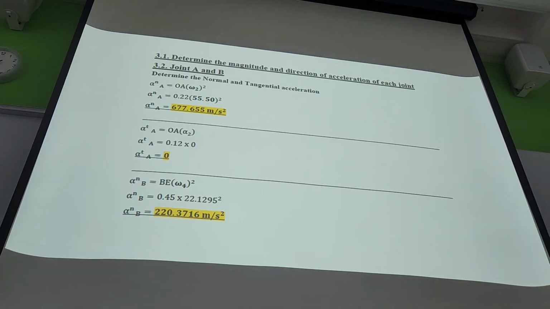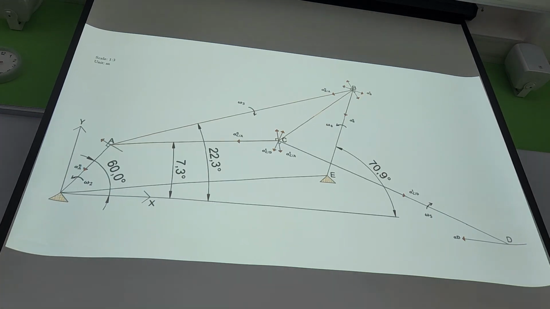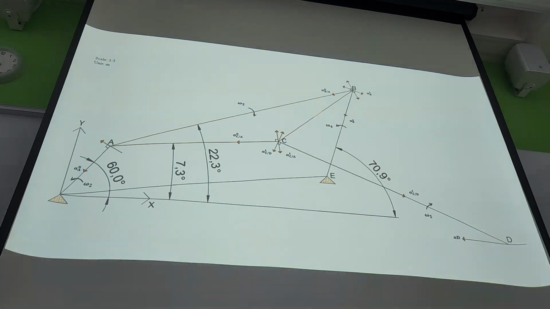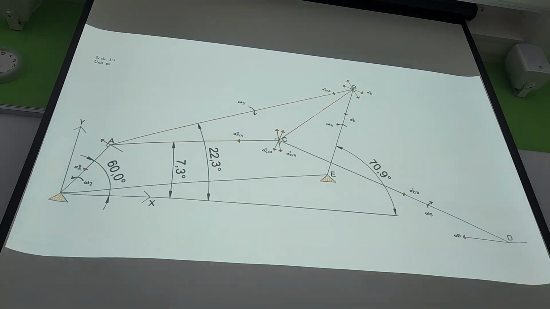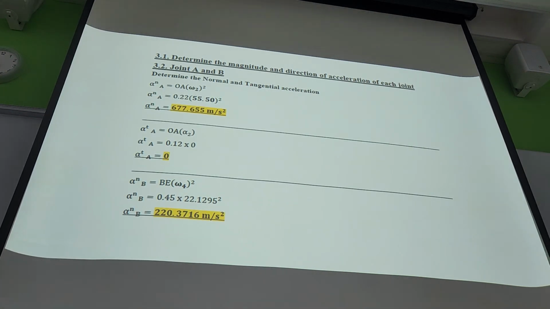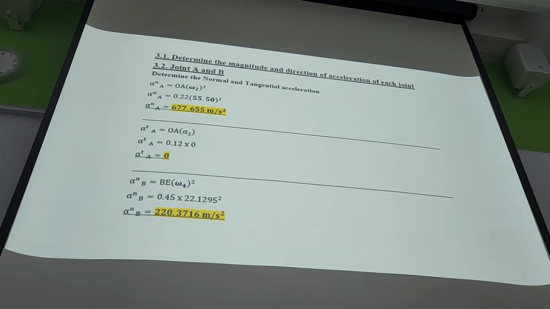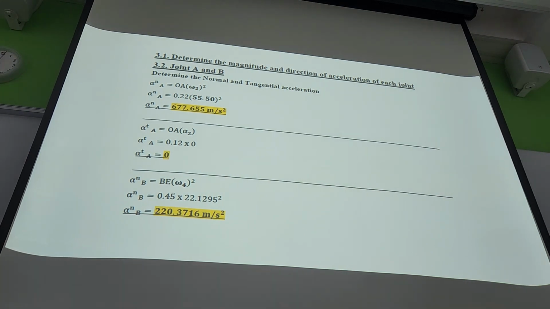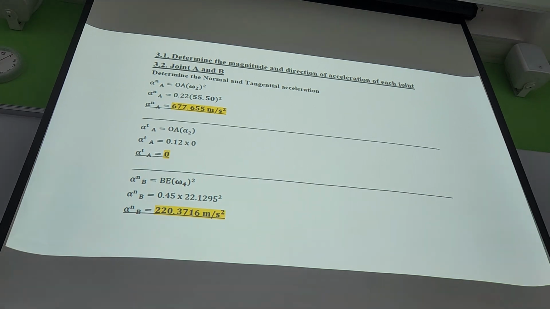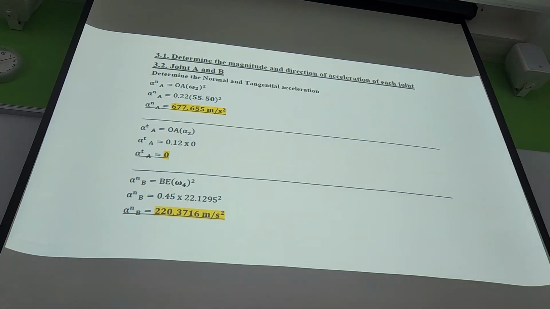Okay, now you are linking joint A and B. So this is point A, point B. So we write the same equation as shown here. So normal component of point A, how can you calculate it? OA, that is the length of your link 2, and angular velocity square. So R omega square.